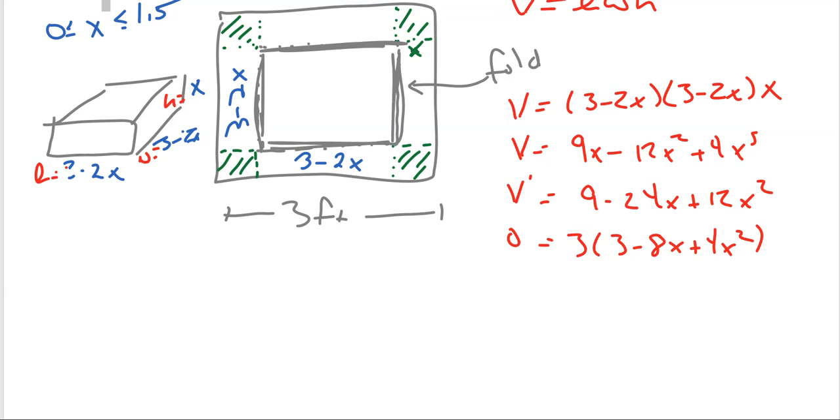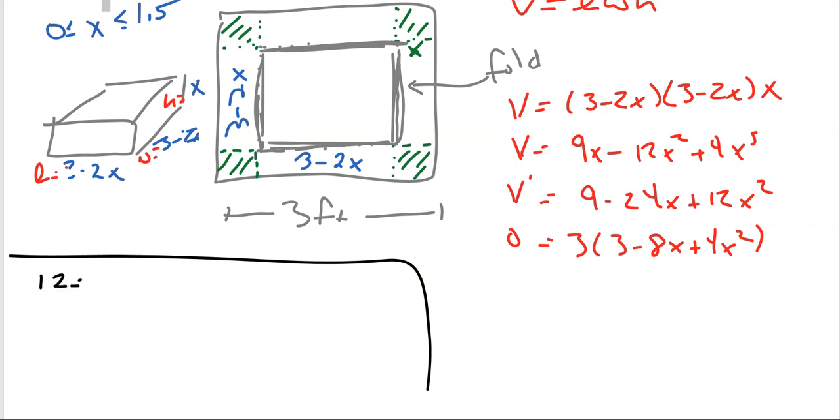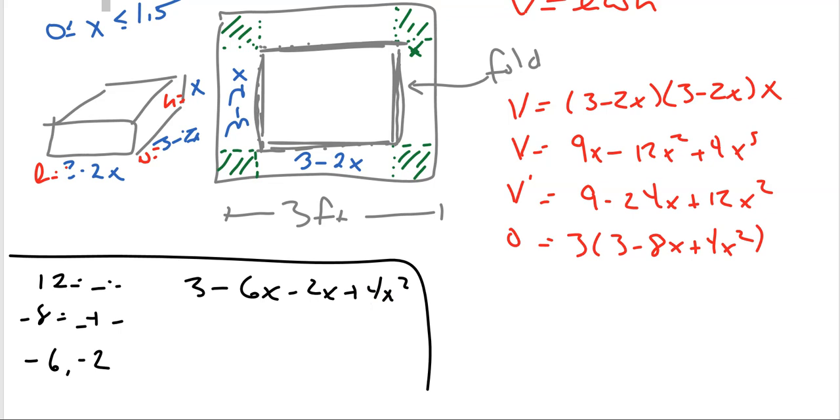So I'm going to do some scratch work over here off to the side. So something times something has to equal 12. But then if I add them together, that has to be the negative 8. So negative 6 and negative 2 work out perfectly for that. Multiply those, you get a positive 12. Add those, you get your negative 8. So I'm going to factor this. We get 3 minus 6x minus 2x plus 4x squared.